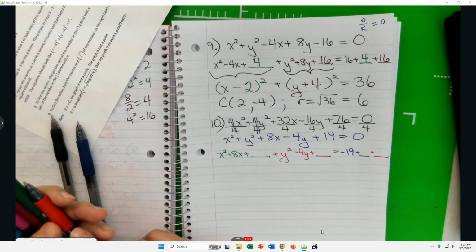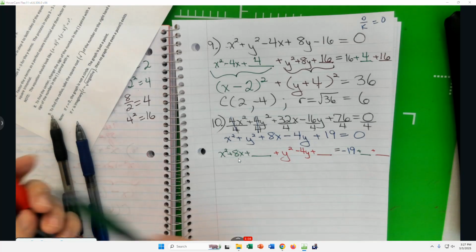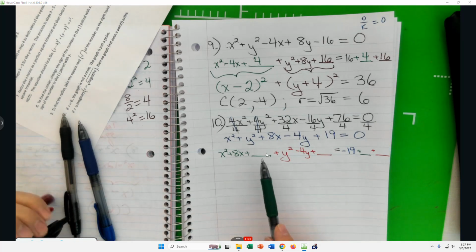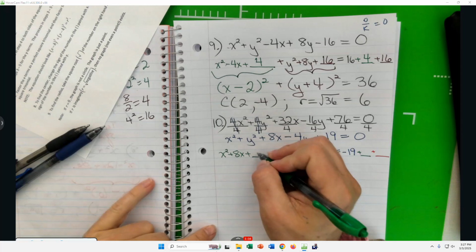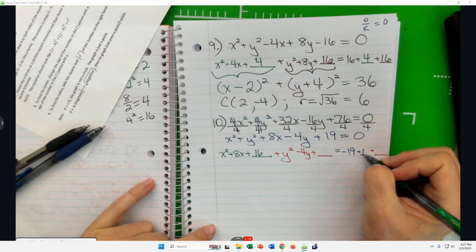What's going to go in the green blank? X squared plus 8x plus 16. 8 divided by 2 is 4. 4 times 4 is 16. So we put the 16 here and there.